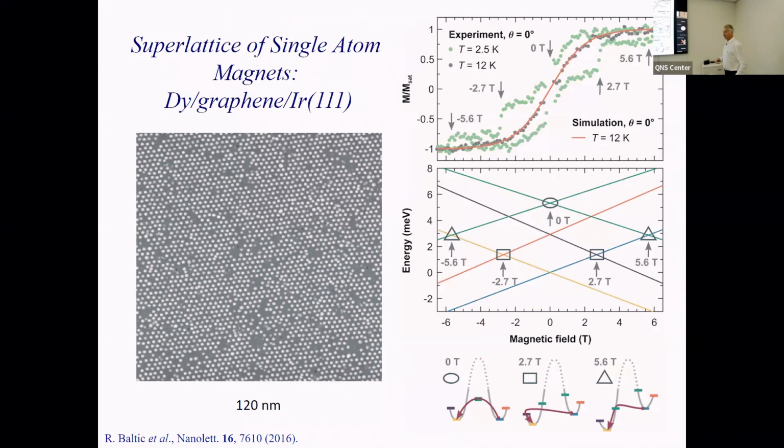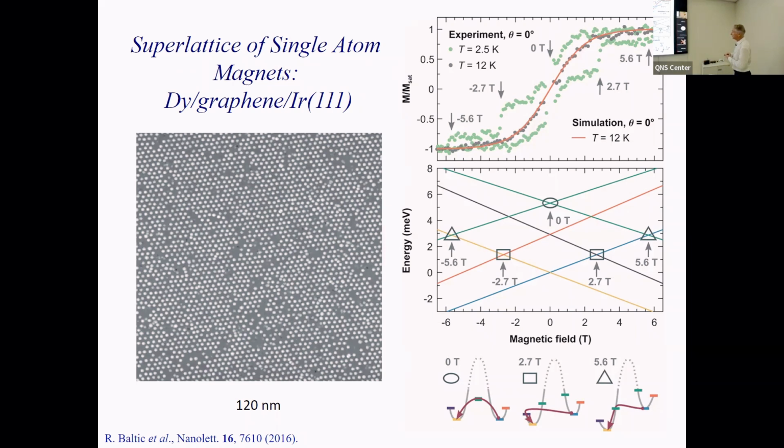Okay, the second permanent magnet, which is composed of a single atom, was discovered in the same year, and this is dysprosium atom sitting on graphene. So you can see that there is some order. These dysprosium atoms, they like to sit on certain areas of the moire pattern, which is formed by graphene on this iridium-111 surface. And you can see that there's some opening of the hysteresis.